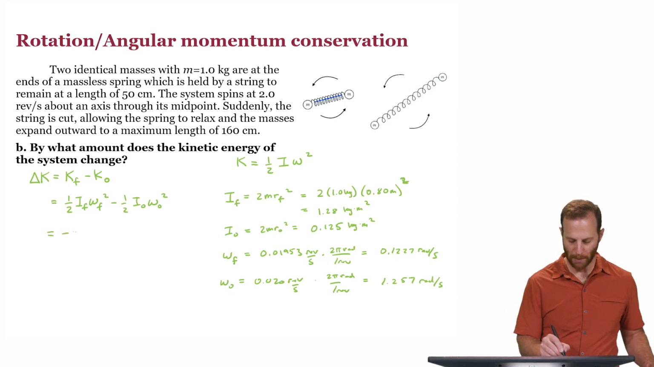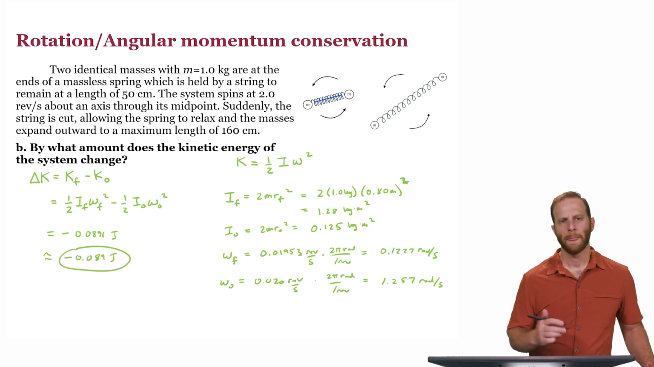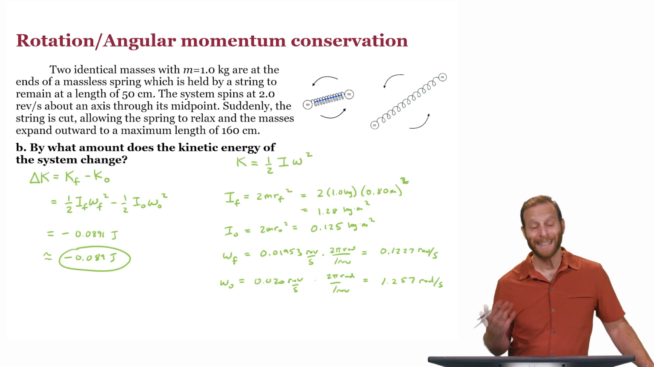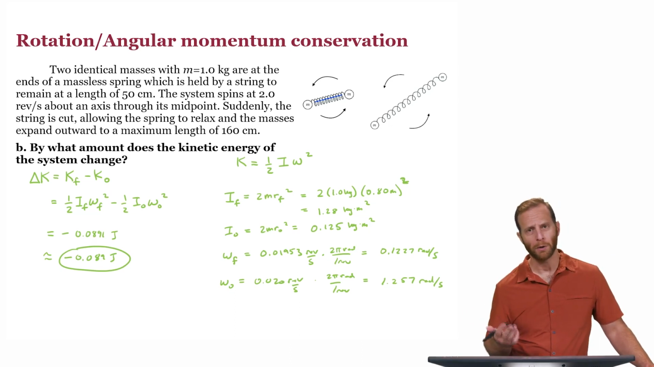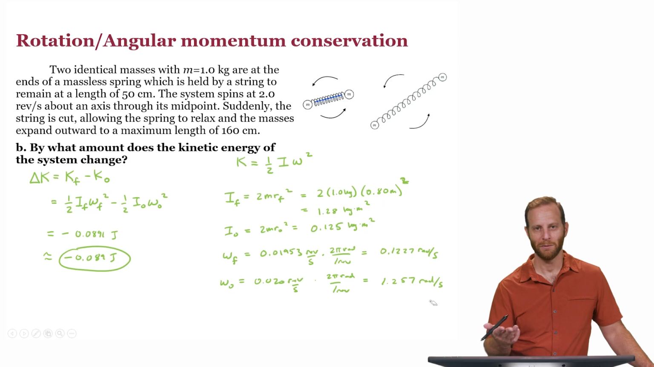You'll discover that it's minus 0.0891 joules, which you can round to minus 0.089 joules. The kinetic energy, I should say, actually does go down. And you may wonder, how is that possible? Does conservation of energy hold? I would say yes, it does. If the kinetic energy went down, what must have gone up? I'll leave that to you to think about.